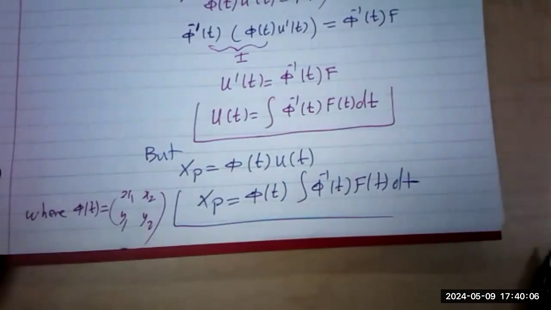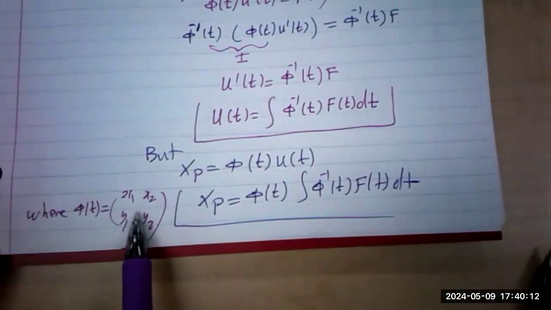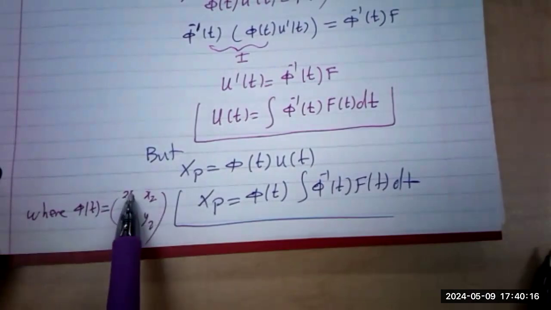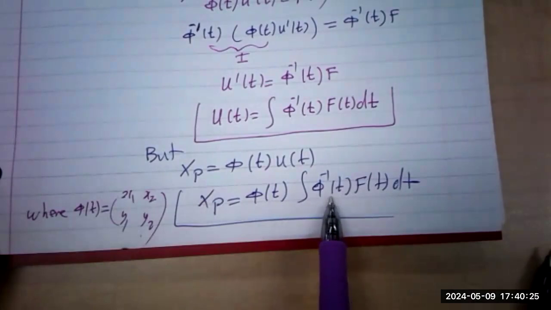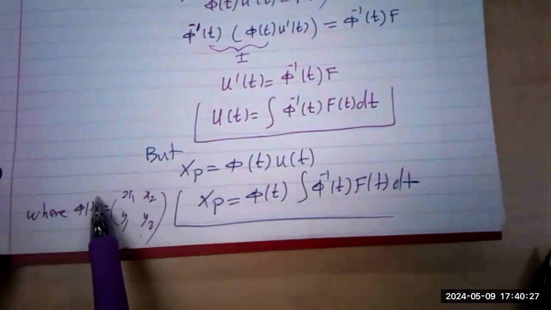So what you do is this. You solve a homogeneous system. When you solve the homogeneous system, remember, you get x1 and x2. So you form the phi of t. As soon as you form the phi of t, you find the inverse of phi of t by the formula that we talked about.